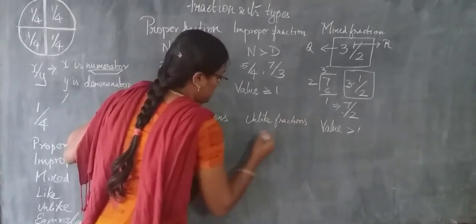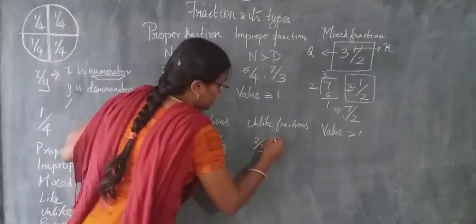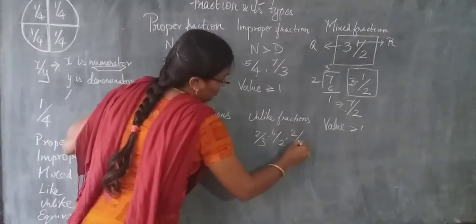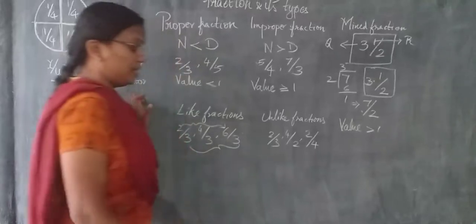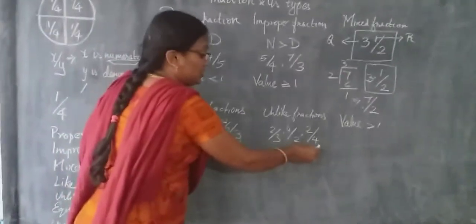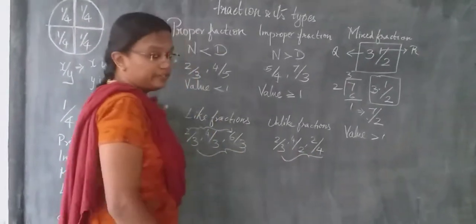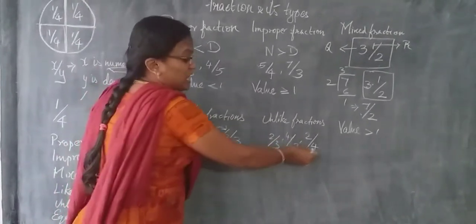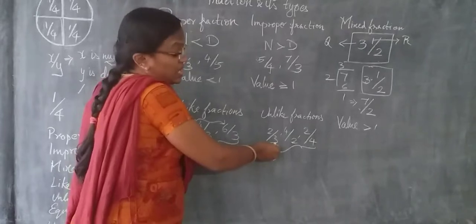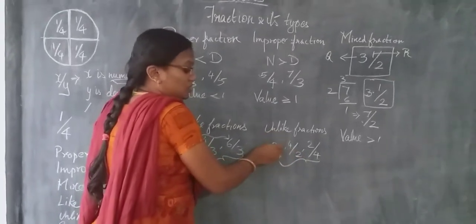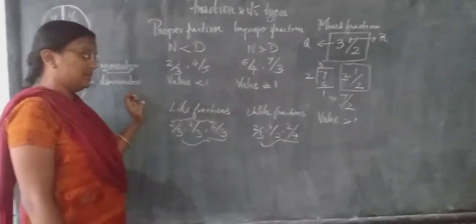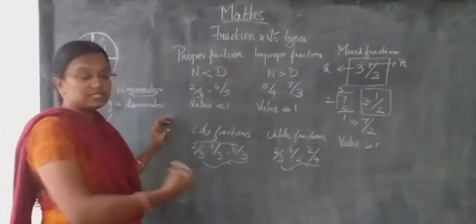Next, unlike fractions. Unlike fractions are those in which the denominators are different. For example, 2 by 3, 4 by 2 and 2 by 4. Let us consider this example. Here all the denominators are different. It is quite complex because we have to take the LCM of these values, multiply it with the numerators, and simplify the answer. We can see that later.